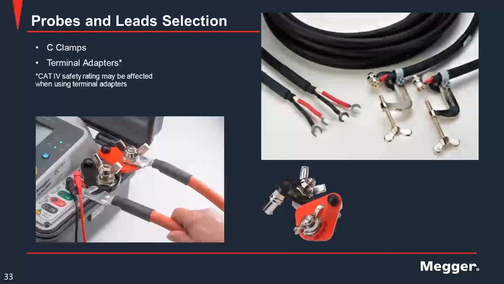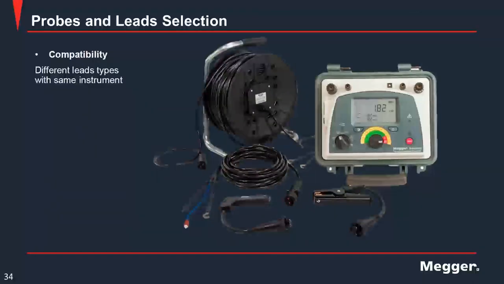And this is also another type of clamp, a C-clamp with terminal adapter, CAT4 for safety rating. You can use different types of cable when you connect to the terminal adapter. And the last one is, I think, the beauty of all this: we can use the same instrument with different types of cable or lead, depending on the application.